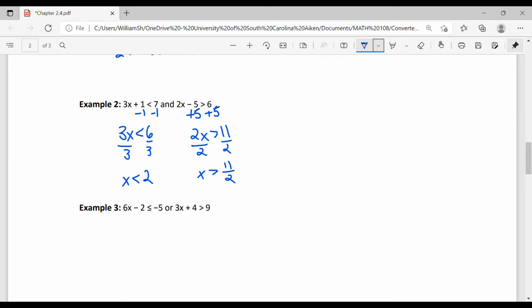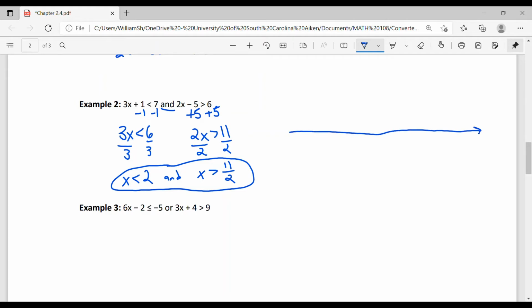Okay. Now, this is an and statement, which means both of these have to be true at the same time. I did a pretty bad job of circling there, so let me try that one more time. But both of these have to be true at the same time. That's what it means when you have an and statement. Okay. Now, I'm going to draw a number line out here to the right, and we're going to determine whether or not both of these can be true at the same time.